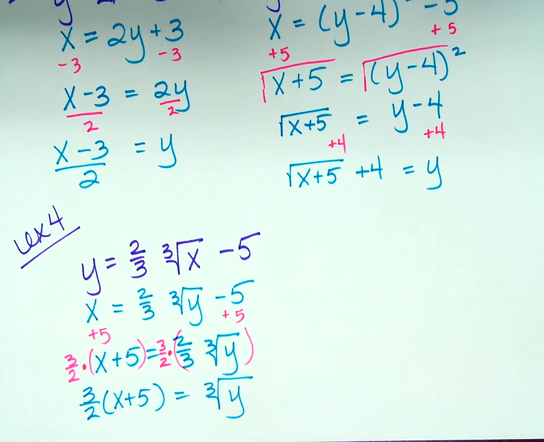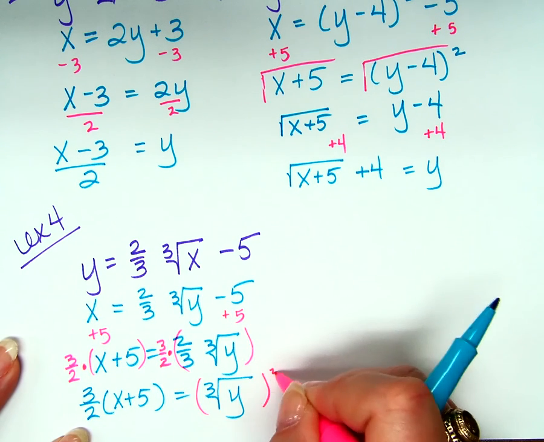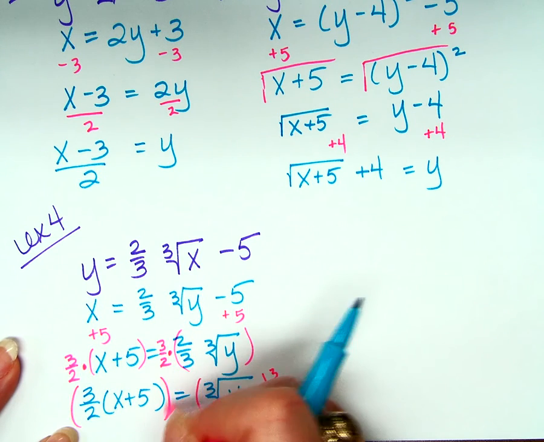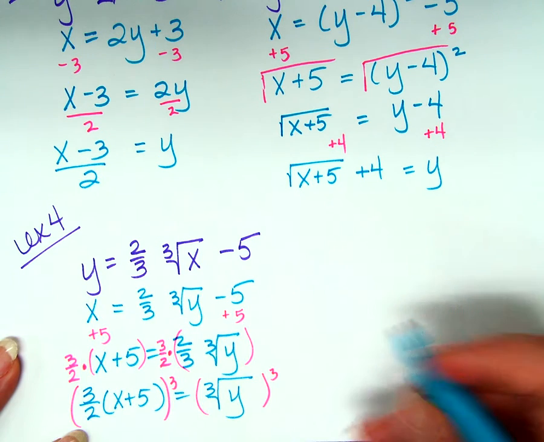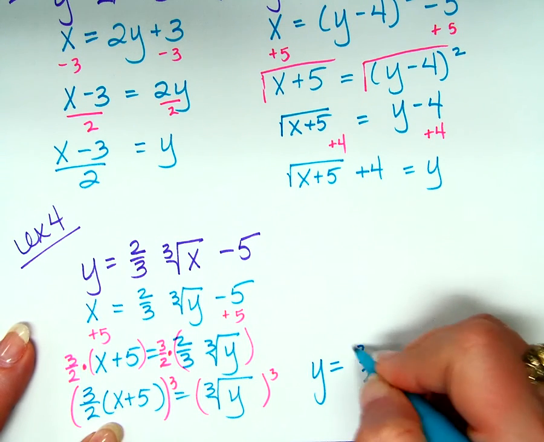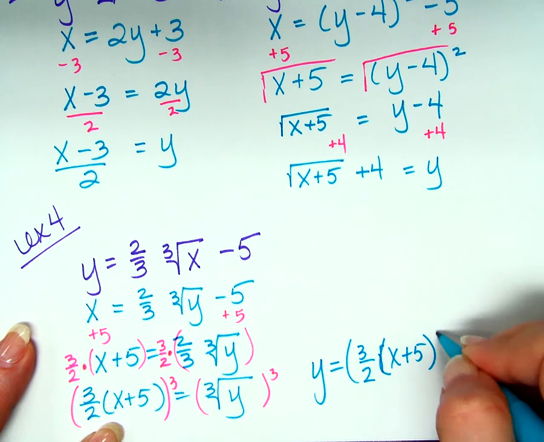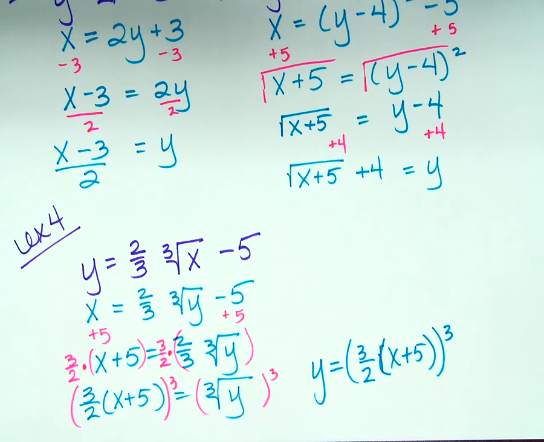How do we undo a cube root? Well, by cubing the whole entire side. So y equals 3/2 times (x plus 5), all being cubed. This is the inverse of this.